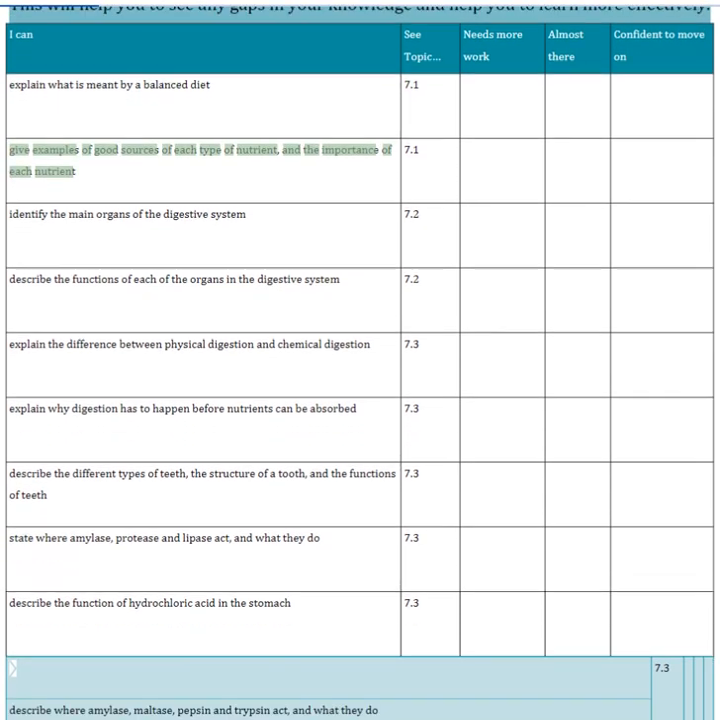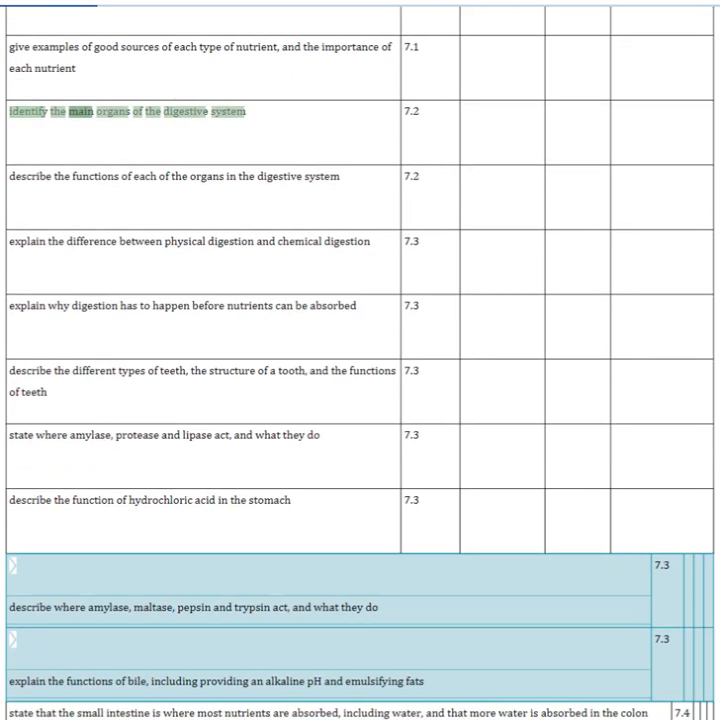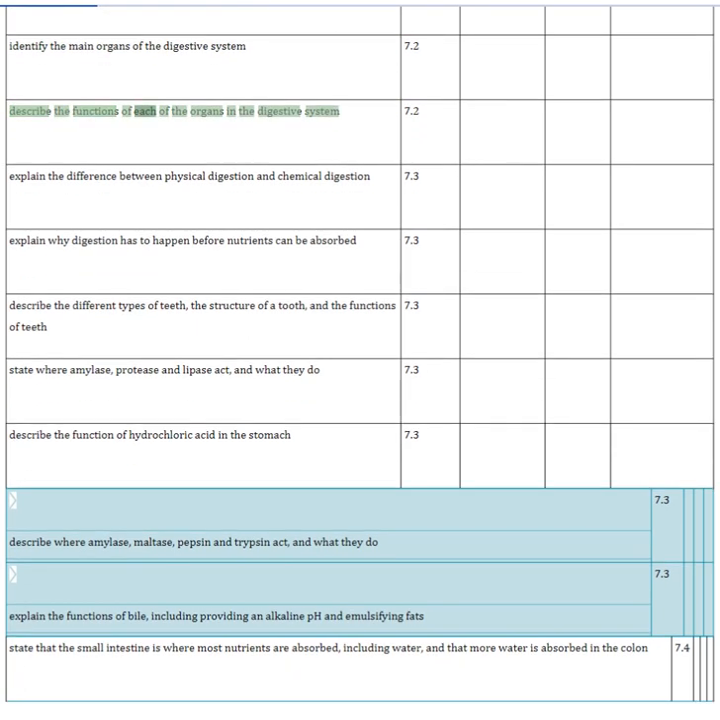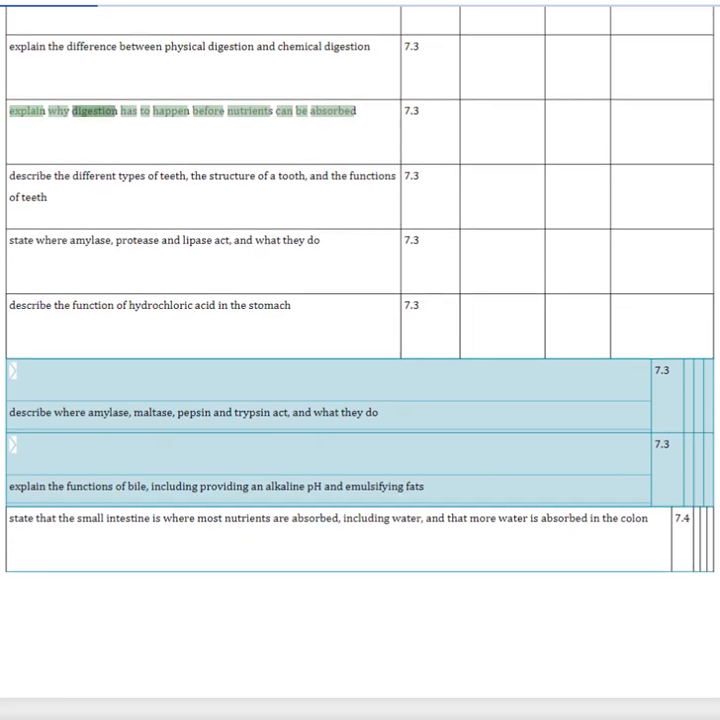7.1. Give examples of good sources of each type of nutrient, and the importance of each nutrient. 7.1. Identify the main organs of the digestive system. 7.2. Describe the functions of each of the organs in the digestive system. 7.2. Explain the difference between physical digestion and chemical digestion. 7.3. Explain why digestion has to happen before nutrients can be absorbed.